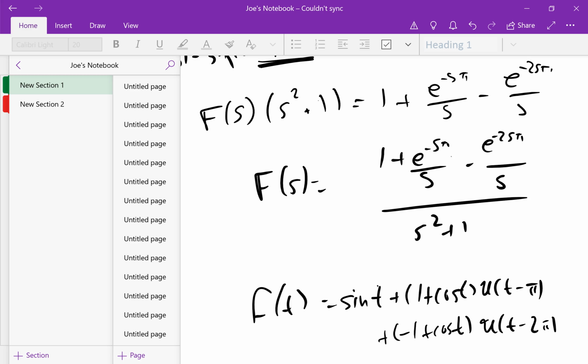So remember again, with a unit step function, we get that e to the negative s a part in there, where the a is what's been shifted. We have to be a little bit more careful when we have a function that's not just a constant, and we'll do an example of that in the next video.